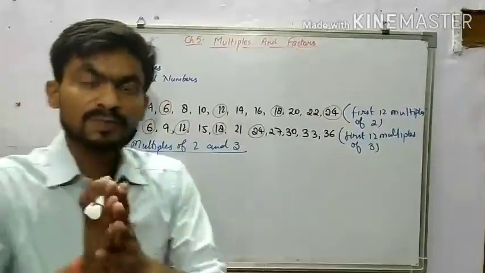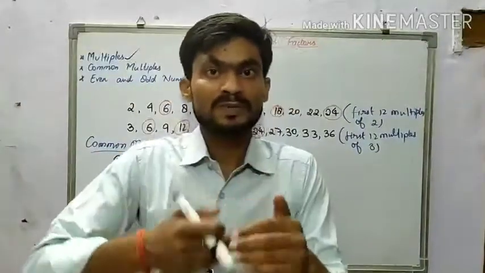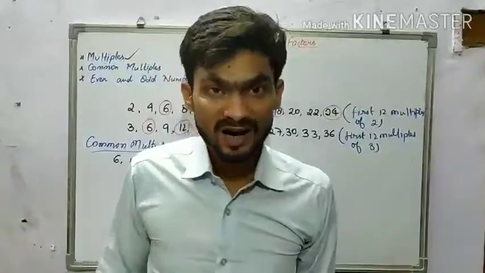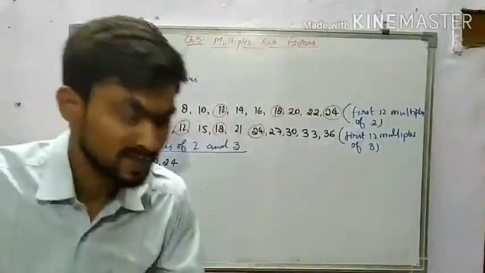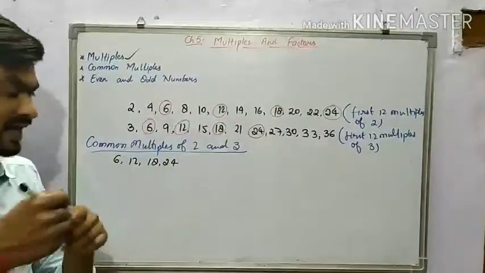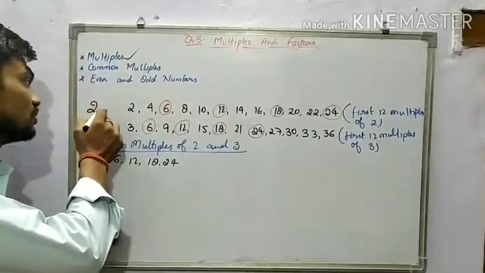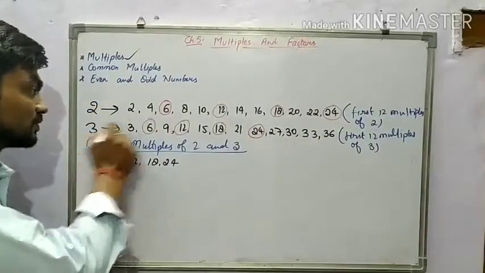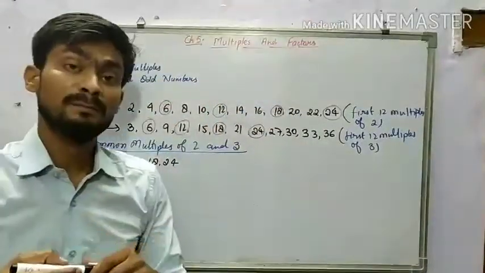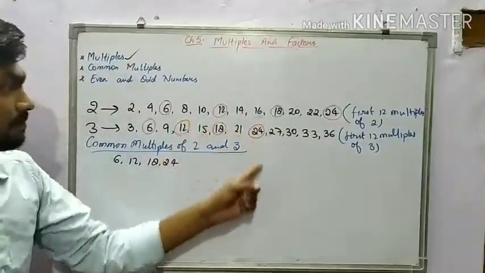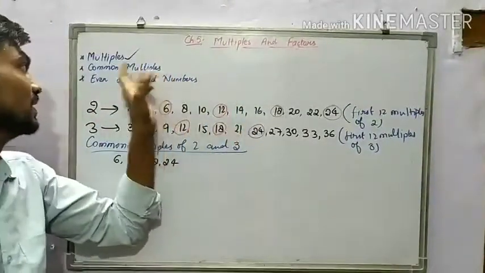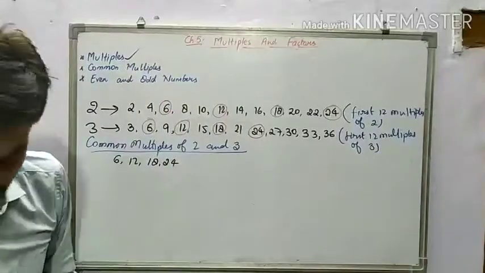So common multiples are the numbers which are present in the tables of the asked numbers. Asked numbers means the numbers which we are given. Like this is the multiple of 2. These are the multiples of 3. This is the meaning we have to understand from common multiples.